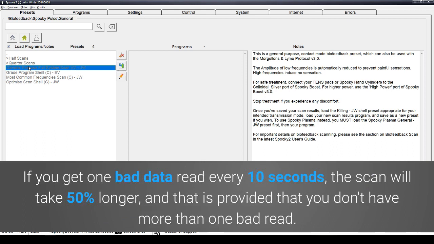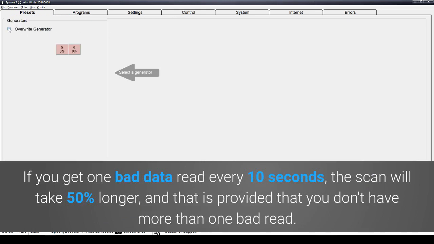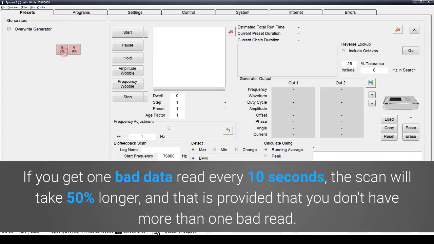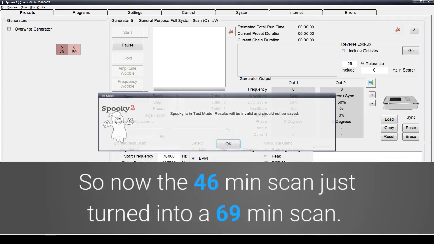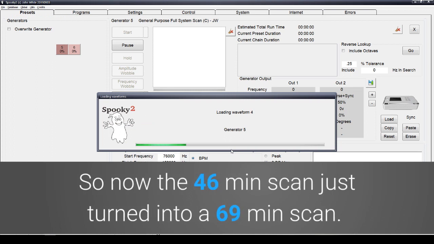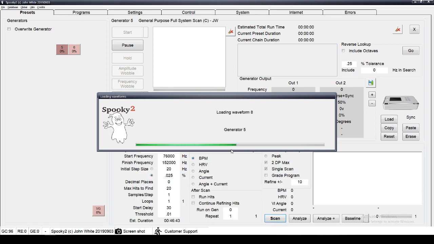If you get one bad data rate every 10 seconds, the scan will take 50% longer, and that is provided that you don't have more than one bad rate. So now the 46-minute scan just turned into a 69-minute scan.